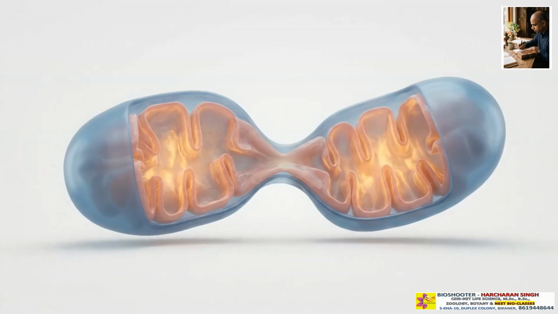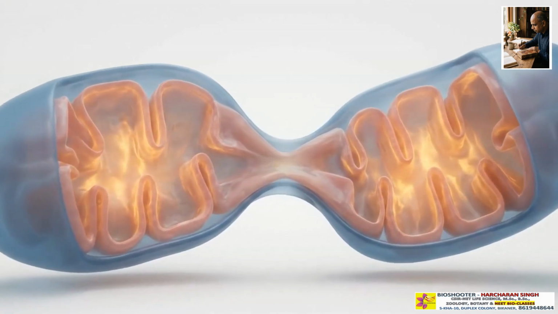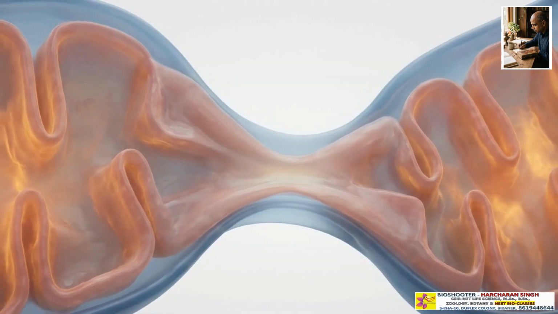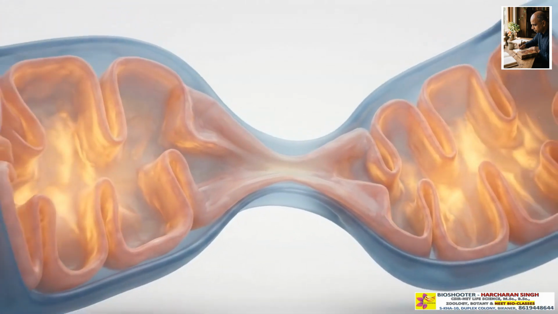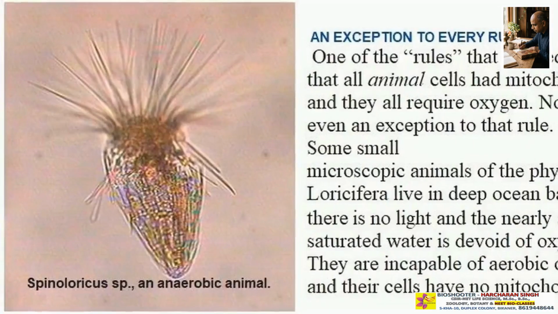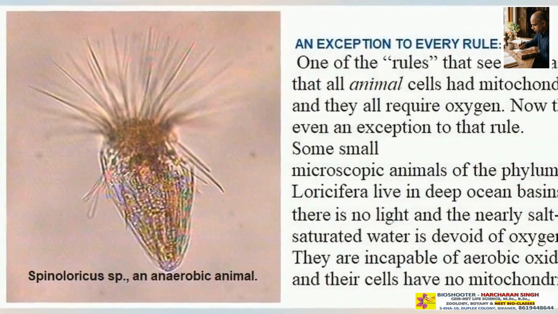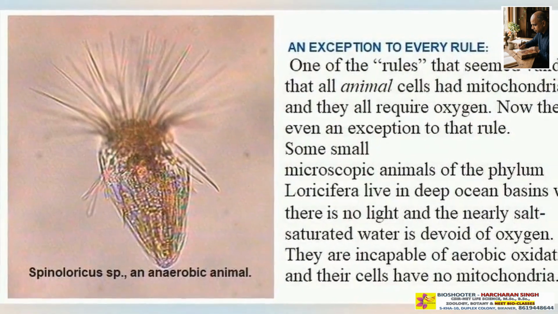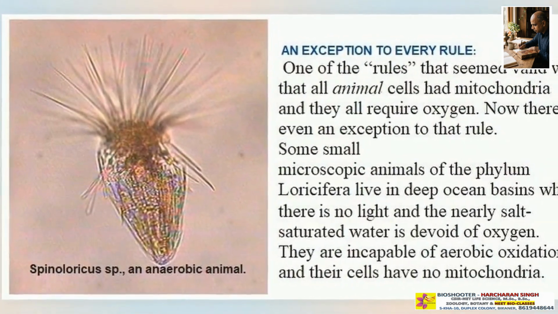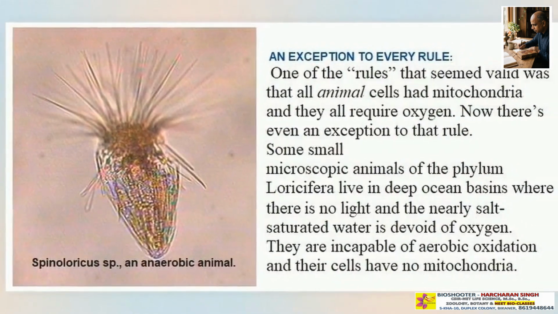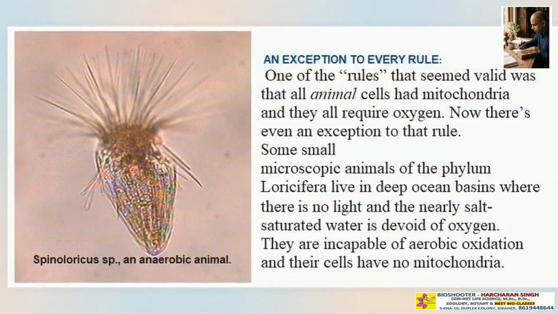These structures are highly dynamic. Mitochondria constantly fuse together into larger networks and divide apart, adapting to the shifting energy demands of the cell. But there's a fascinating exception. This microscopic image captures an animal called Spinoloricus, which completely lacks mitochondria. It survives deep in salt-saturated, lightless ocean basins, completely devoid of oxygen, evolving without this cellular power plant.